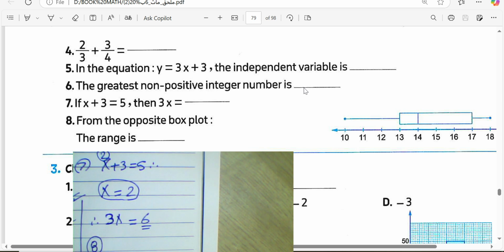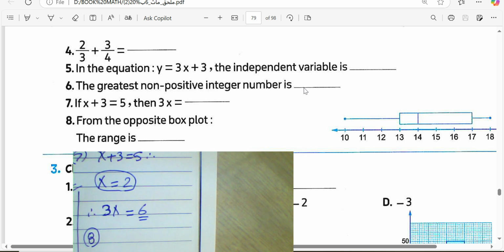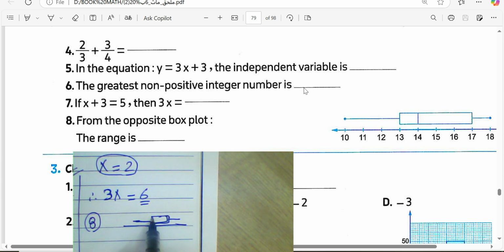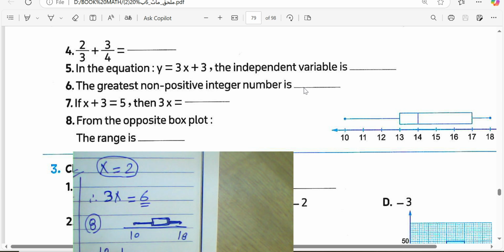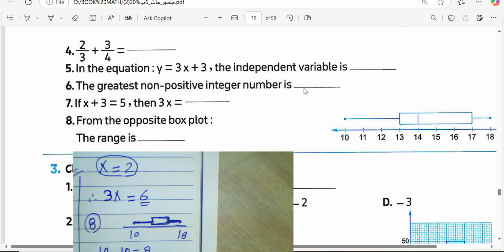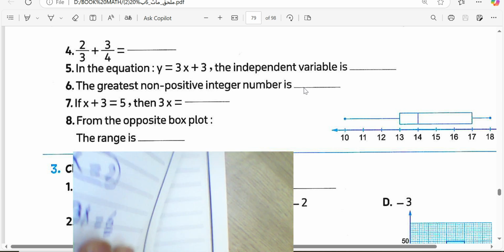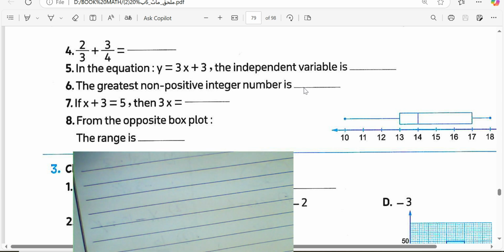Question 8. From the opposite box plot, we can find the range, the difference between the maximum and the minimum value. The maximum here will be 18, and the minimum 10. 18 subtract 10 equals 8. The range will be 8. Next question.